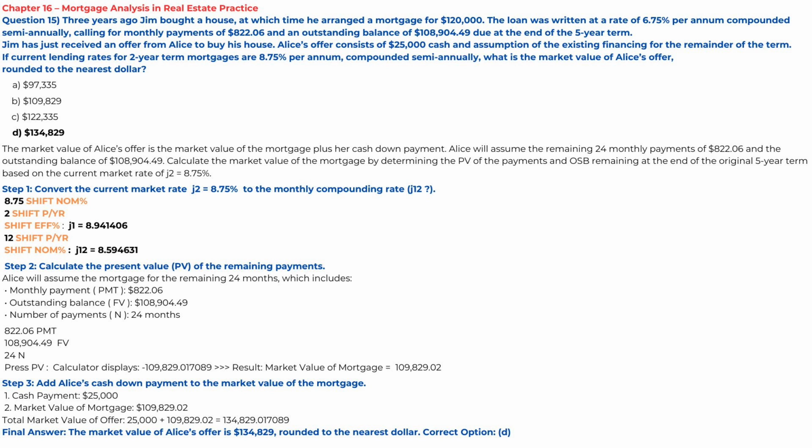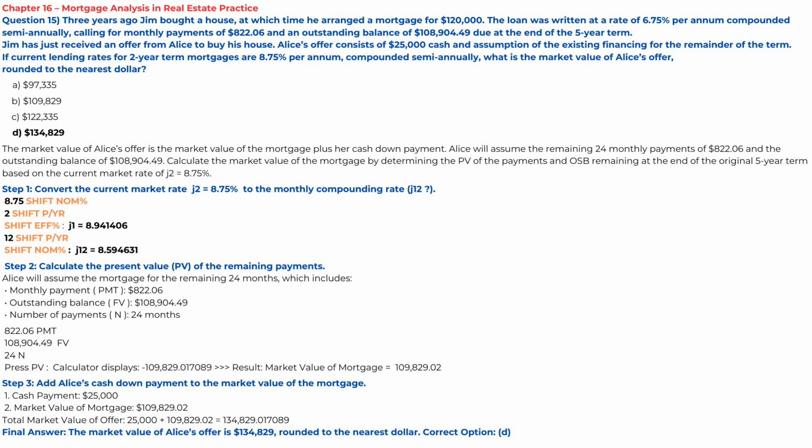The market value of Alice's offer is the market value of the mortgage plus her cash down payment. Alice will assume the remaining 24 monthly payments of $822.06 and the outstanding balance of $108,904.49. Calculate the market value of the mortgage by determining the PV of the payments and OSB remaining at the end of the original 5-year term, based on the current market rate of J2 equals 8.75%.